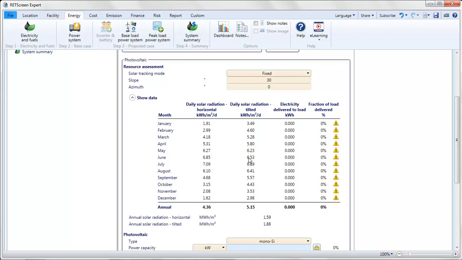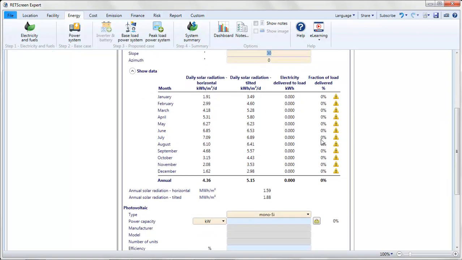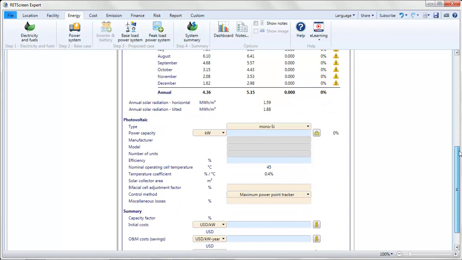Obviously, if the load is not changing over the course of the year, the critical months will be the winter months. We would favor having a higher slope here, and if we were doing ground mounting, that's maybe what we would do. But if we're doing roof mounting, we may be restricted by the practical considerations of mounting this on the roof. So I'm going to leave that at 30 for now. Currently, the fraction of load being delivered in each month is 0, and that's why we get these warning signs. Of course, that makes sense. We haven't told RETScreen what size photovoltaic array we have.